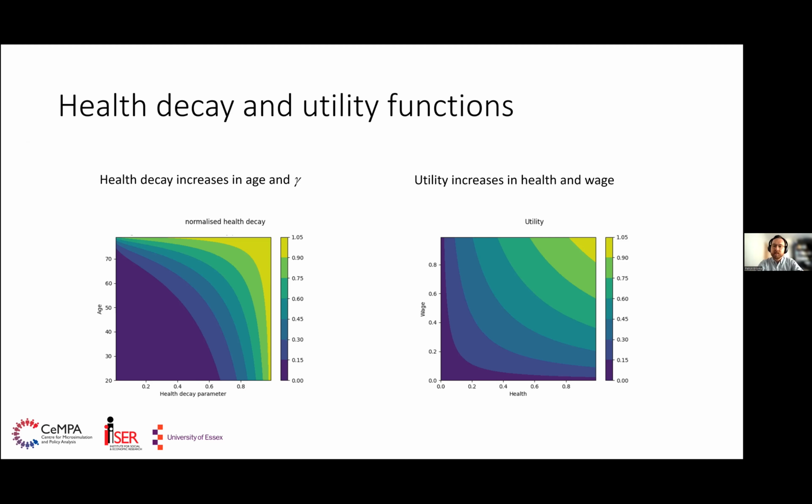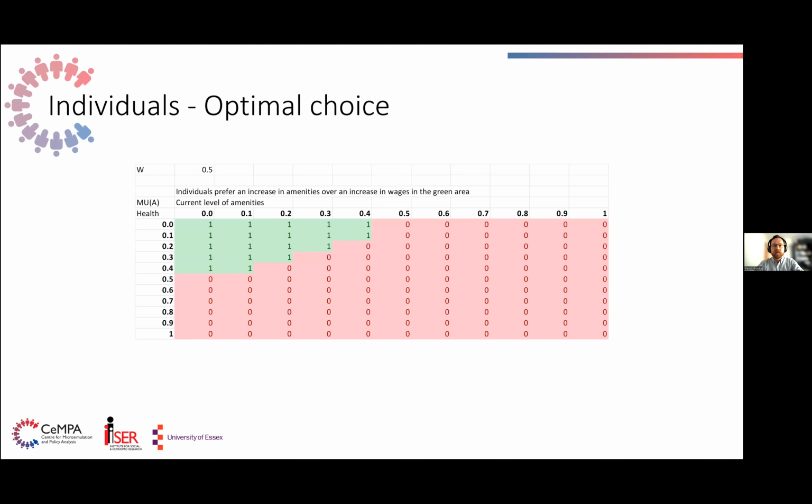And on the right-hand side, we can see the value of the utility function. And as I said, this is a typical Cobb-Douglas utility function where essentially it increases on the diagonal. So you want to have more of both health and wages. And this leads to the following choice of individuals.